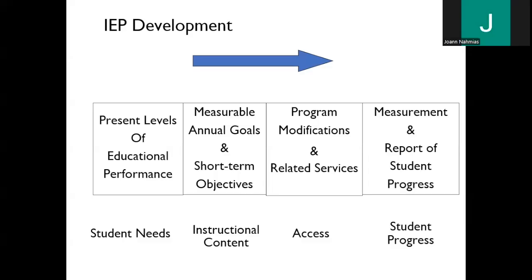Finally, the IEP must include how progress will be measured and how often it will be reported. This is about accountability, making sure the plan is working and the student is growing. Each part connects to the next. It's a logical flow from understanding the student's needs to setting goals, to providing support, and finally to tracking progress.